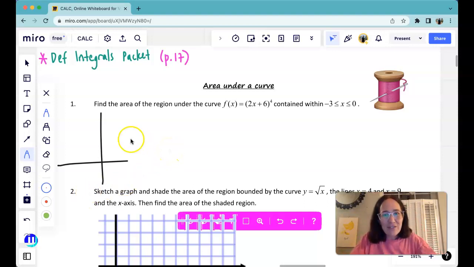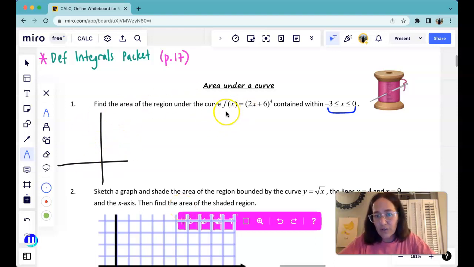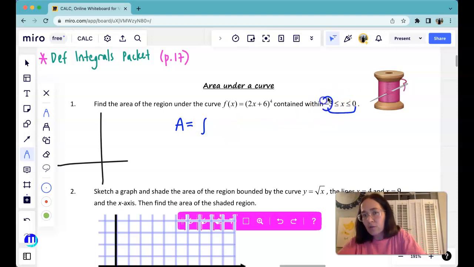Looking at the top of page 17, the first question's good as a warm-up. It says, do what we've been doing lately. Find the area of the region under this curve, this quartic function, f of x. And then they give us limits of integration too. They set that up for us. So really, I want to talk about a picture of this function because I think it would be good to visualize it. But we can set up this integral even without a picture. I'll call it A for area. We want to integrate from this x value to that one? So from -3 to 0.